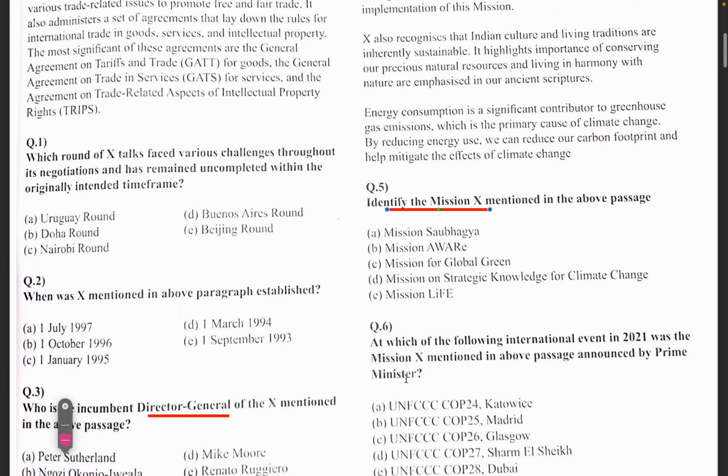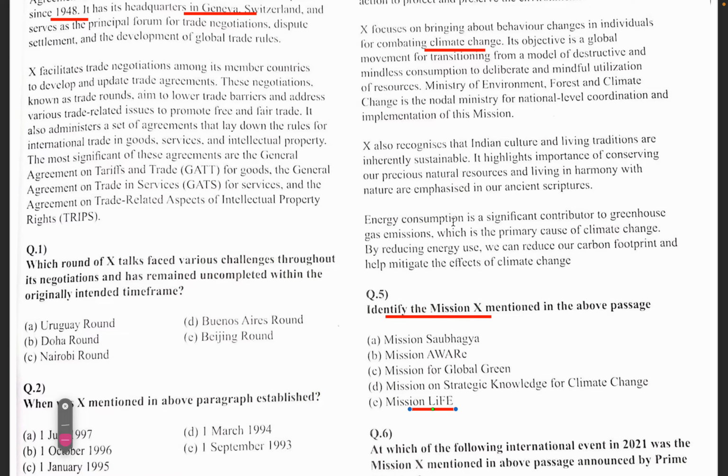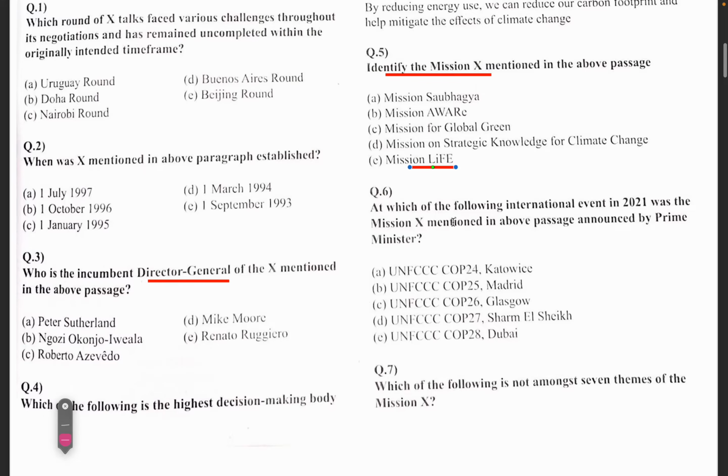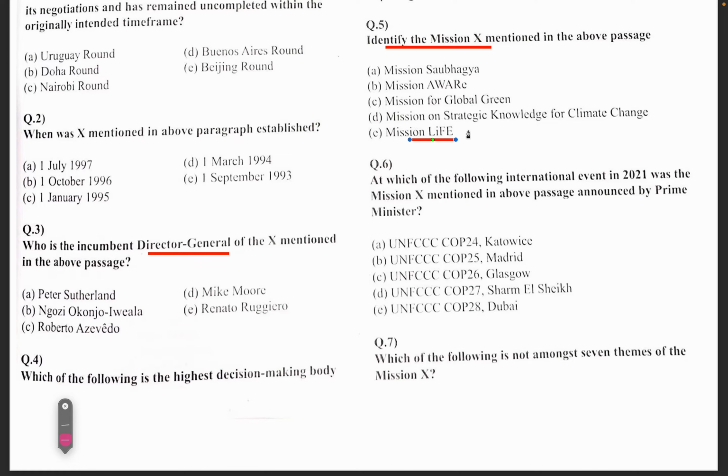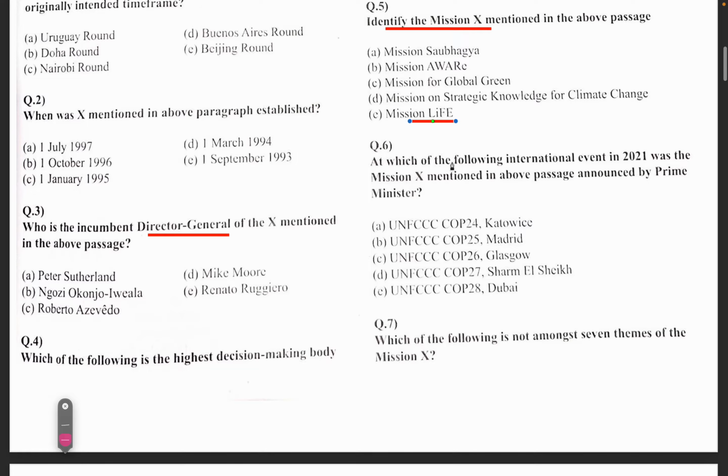So from this, I was able to understand, okay, this is Mission LiFE, and the scheme and details were related. So I felt this was easy. Now, they could have asked other details as well, but what they asked is, at which of the following international events in 2021 was the Mission X mentioned in the above passage announced by the Prime Minister?